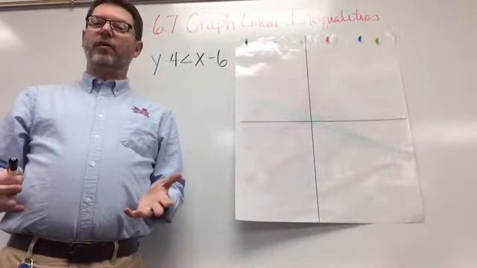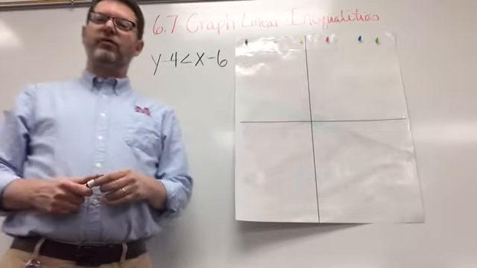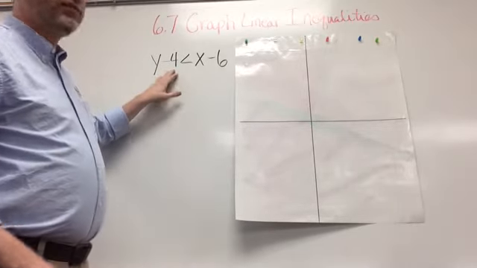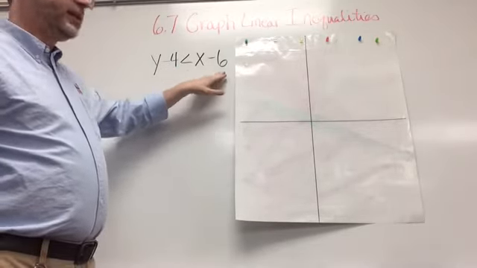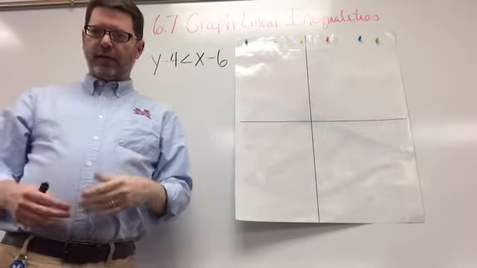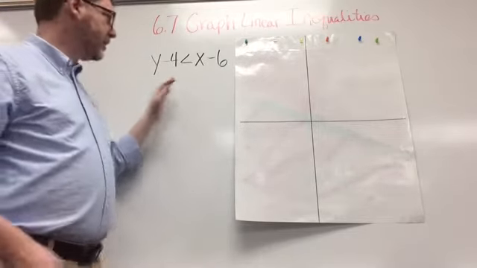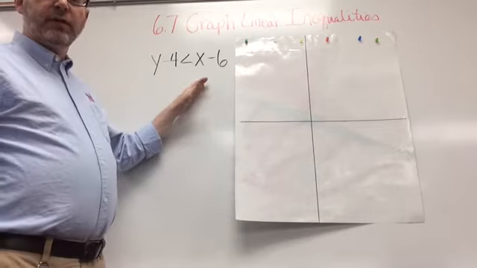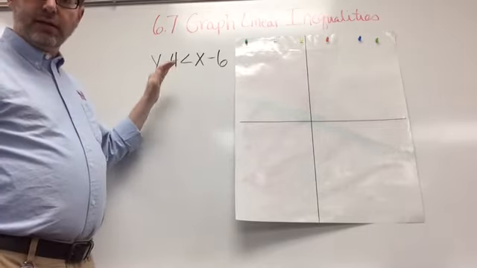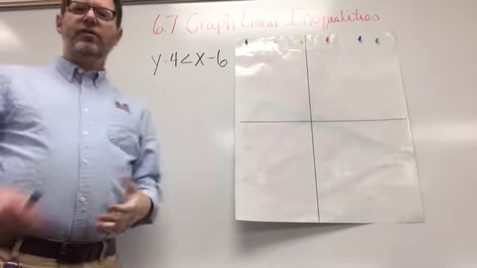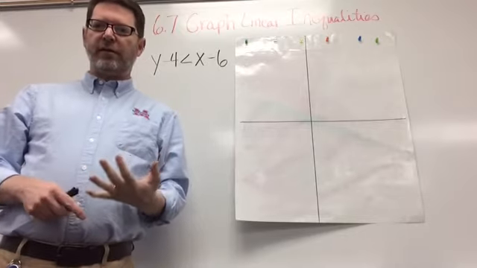For your practice problem this evening, what I'd like for you to do is graph the inequality y minus 4 is less than x minus 6. Let's do a quick recap. The first thing you need to do is to get this in slope-intercept form, where y is by itself. Then you need to pick out your slope and your y-intercept and graph it.